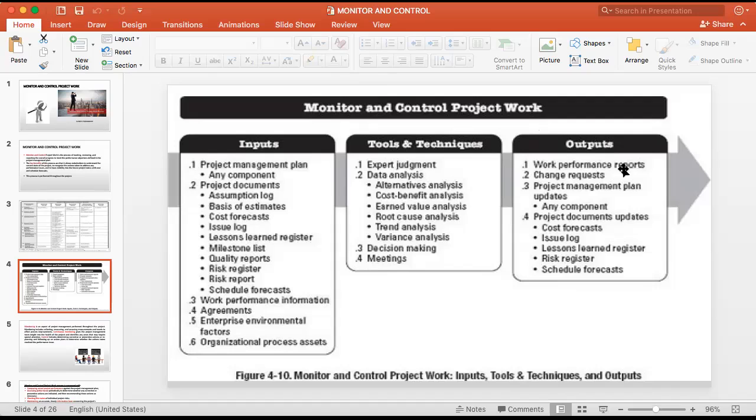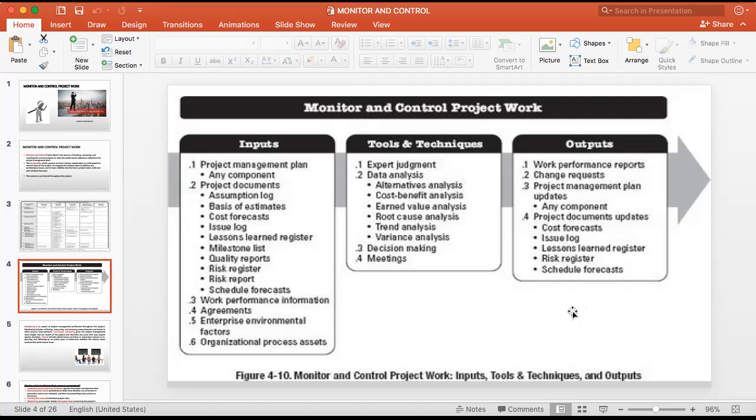Since this is a thinking process, you need some experts to decide what to do, and they will carry out the relevant analysis to decide on the output, and they will have a lot of meetings to take the decision. So all these things are tools and techniques. So you now know what the inputs are, and what your main output is. How are you going to achieve that output? It is a thinking process. You need experts. They will carry out these analyses, and they will take a decision by having meetings. This is what you have to consider in the monitoring and controlling process.